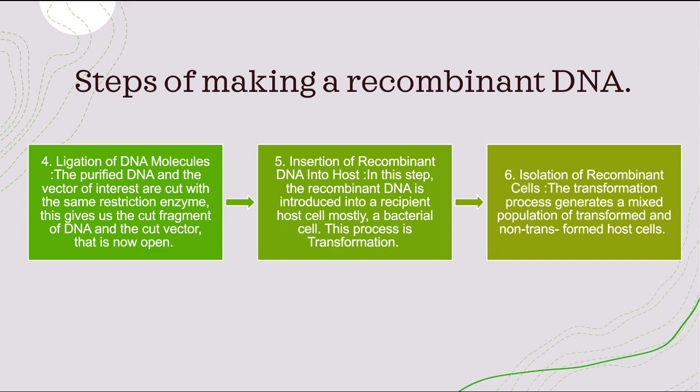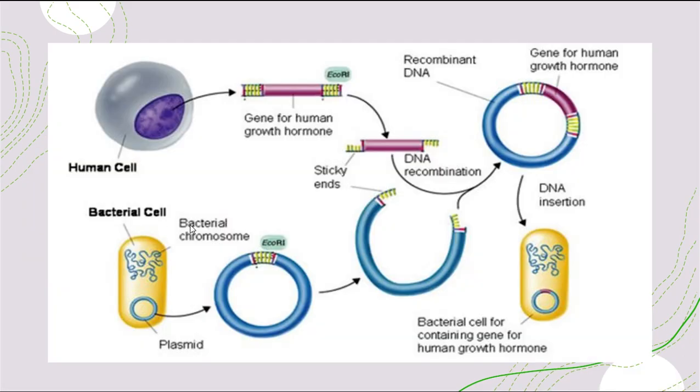Step number 6, isolation of recombinant cells. The transformation generates a mixed population of transformed and non-transformed host cells, and that's how to make a recombinant DNA. So this is just a summary of it. You can pause the video if you want to look at it, but this is just a summary of how recombinant DNA is made and an example of it.